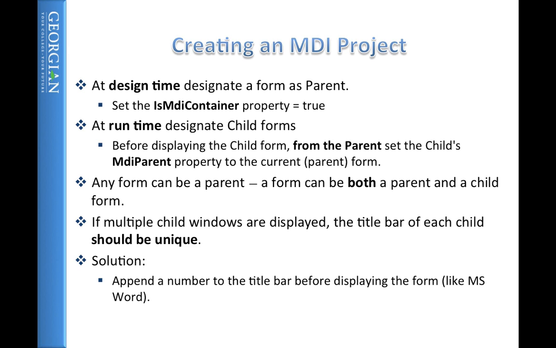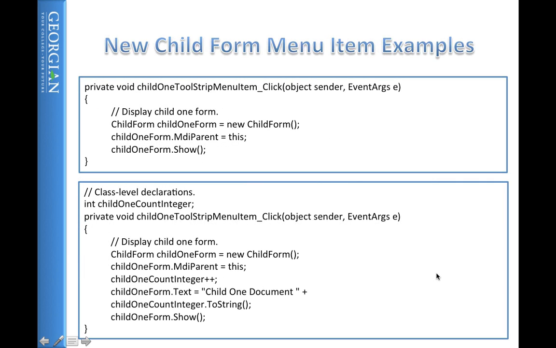Again, one of the problems that you have when you use child forms is you have to specify that each of the child forms has a unique identifier, like a title bar that shows it's document 1, document 2, document 3, whatever it is, if you're opening multiple instances of the child forms. So one way of doing that, just like Microsoft Word, as an example, is to modify the title bar to add in the number of the forms that have been opened. Okay?